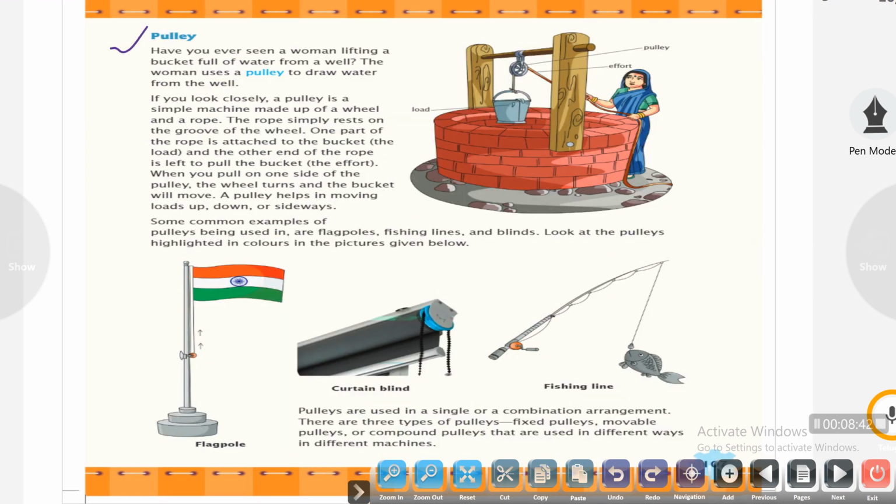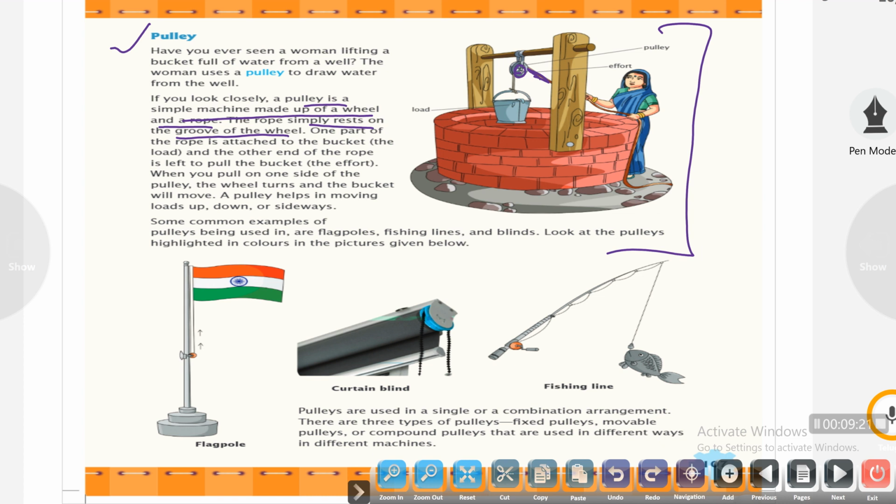Next one is pulley. You have all seen this scenario which is shown in this picture, that a woman is pulling. The woman uses a pulley to draw water from the well. What is pulley? Pulley is a simple machine made up of wheel and a rope. This is wheel and it is rope. The rope simply rests on the grooves of the wheel.